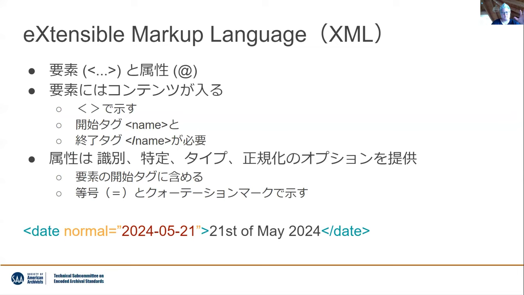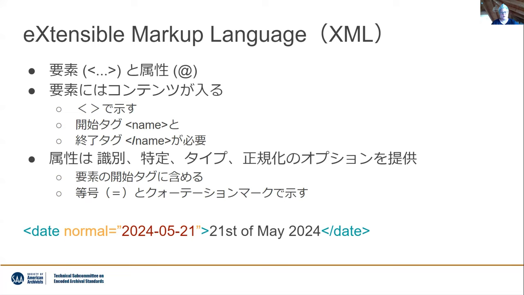There are just a few main elements in XML, and essentially those are elements and attributes. And often when you see XML in writing, you will be able to identify elements by these pointy brackets, and attributes, if you see it in a text, might be indicated by the at sign. Elements in general are the places where the actual content is. So they will have an opening tag and they will have a closing tag. And in between those tags, you will have the actual content that is being encoded.